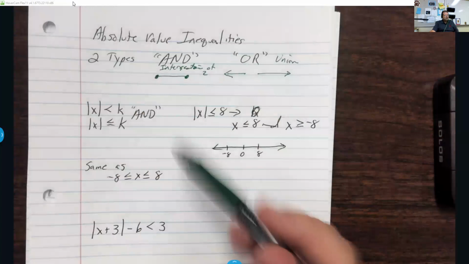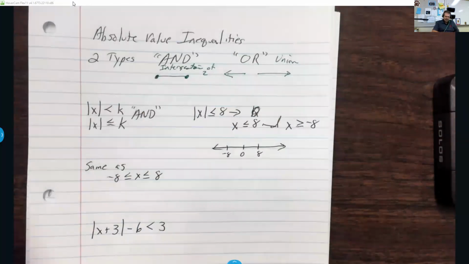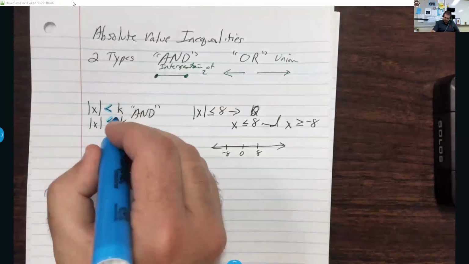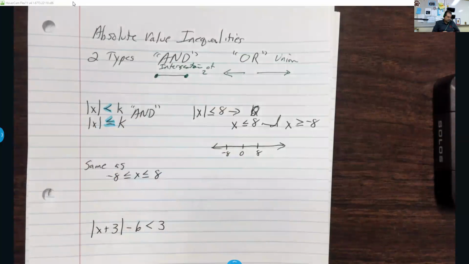Okay, so let's talk about and first. And absolute values, when you have an absolute value that's less than or equal to, okay, that's going to be an and statement.